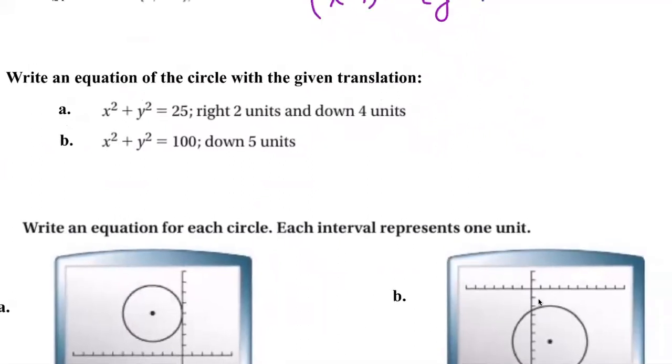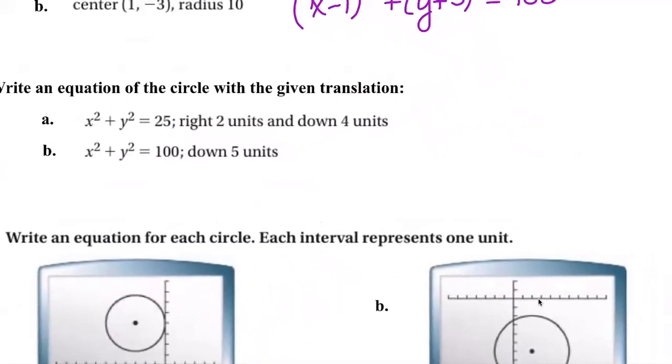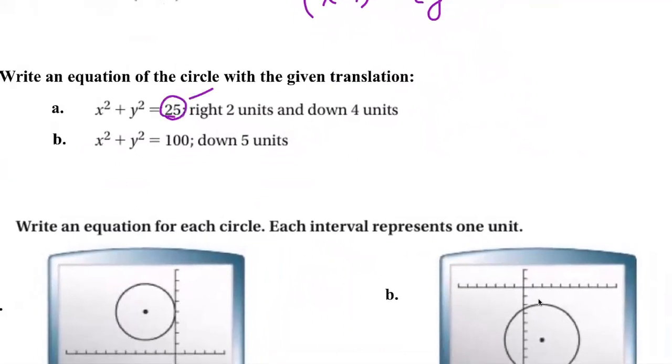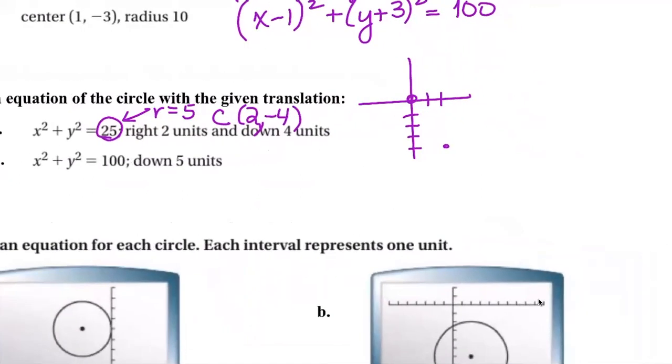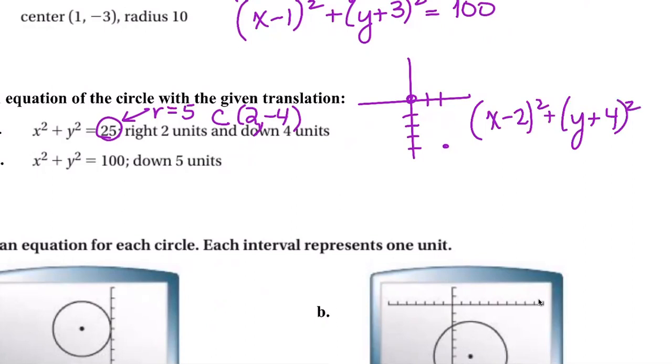Okay, so if we started out with a circle that's centered at the origin and we translate it, it's not going to change the radius. Okay, the radius is going to be 5. It's still the same size circle. It's just that we moved it. So instead of being at 0, 0 like it was, we're going to go to the right 2 and down 4. So if we do that, we're now at the point 2, negative 4 for the center. And that means our equation would be x minus 2 squared plus y plus 4 squared is equal to 25.